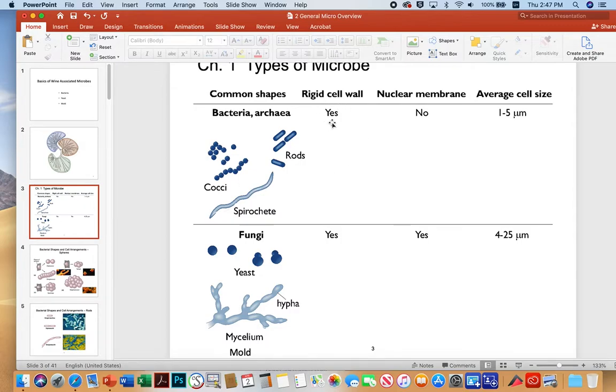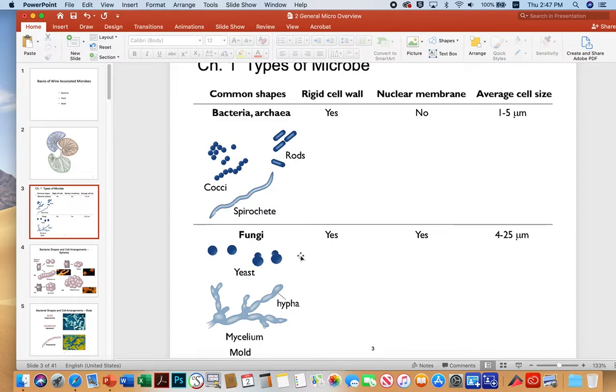All these organisms, at least ones that are important in wine microbiology, have a rigid cell wall. And because they are prokaryotes, they do not have a nuclear membrane. And they generally range in size from about 1 to 5 microns.